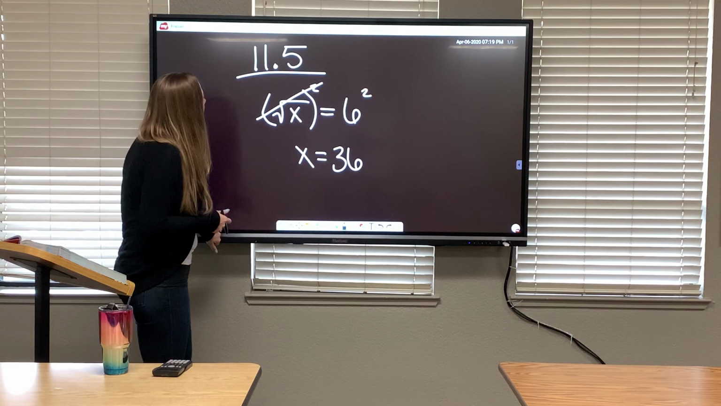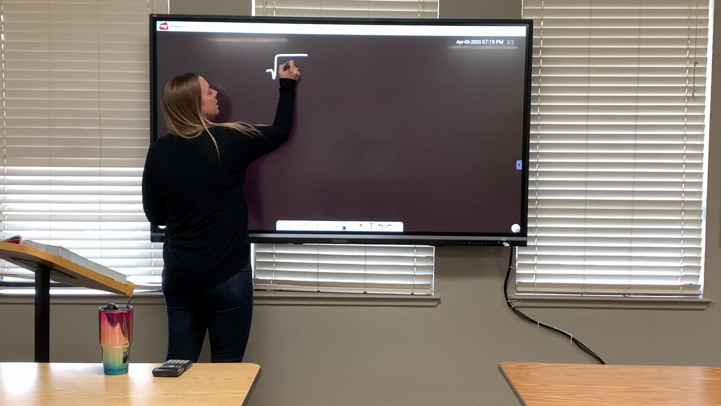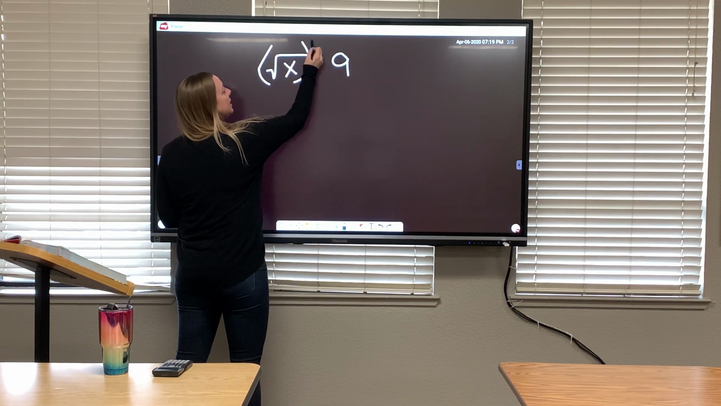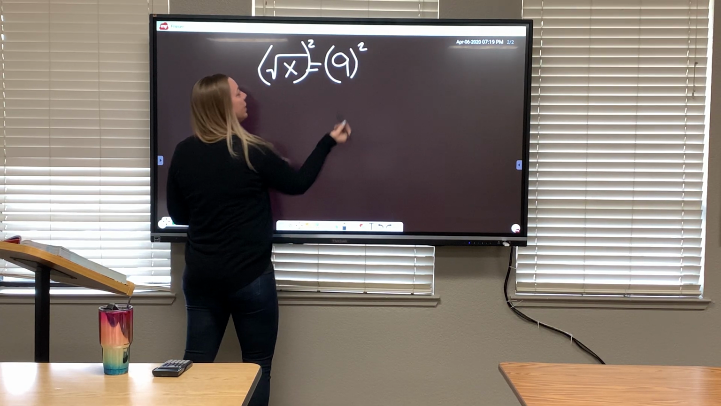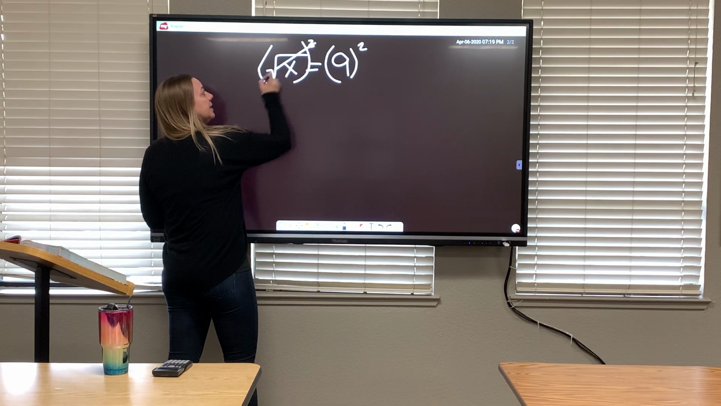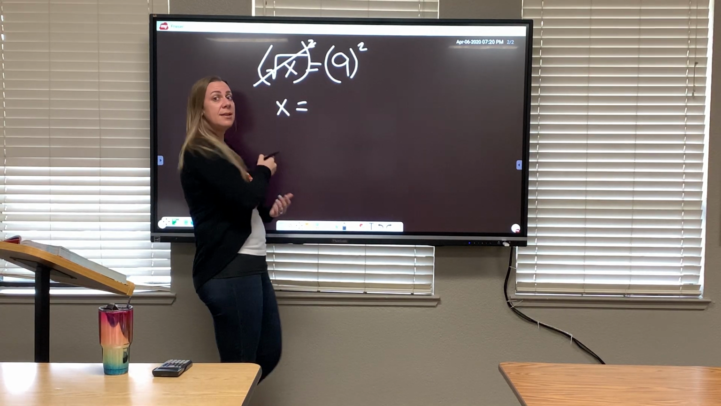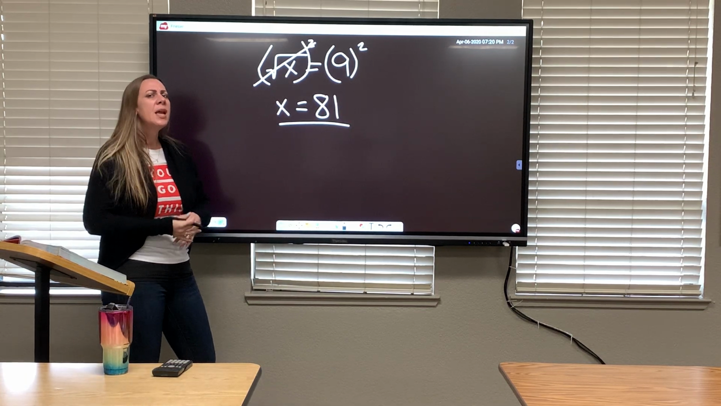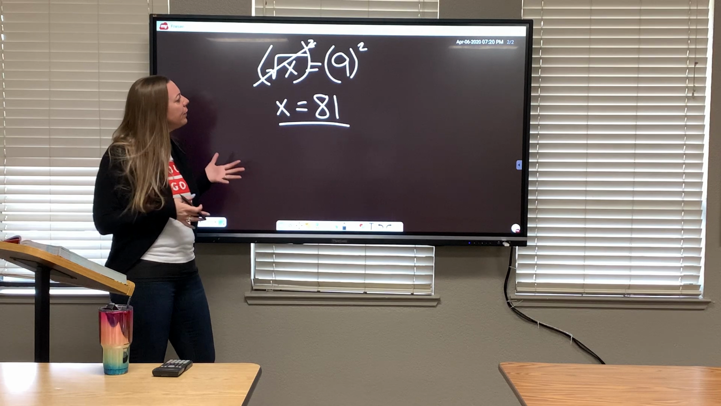And we'll get there. So let's say I have the square root of x equals 9. Again, I square both sides. So I take this whole thing, square both sides. That is going to cancel out. So I'm just left with x. 9 squared is 81. So I just solved for x. Okay. Let's say it gets a little bit harder though.